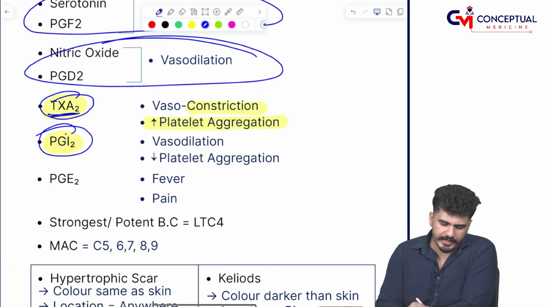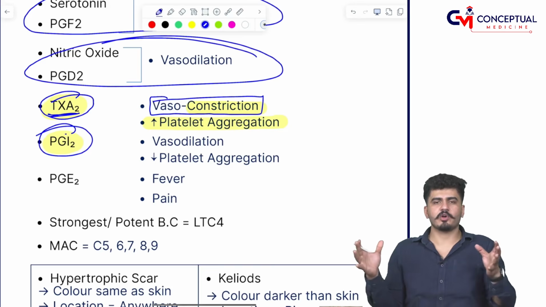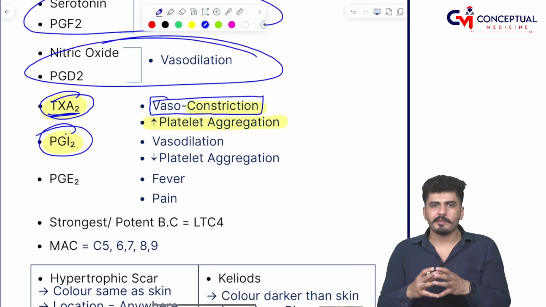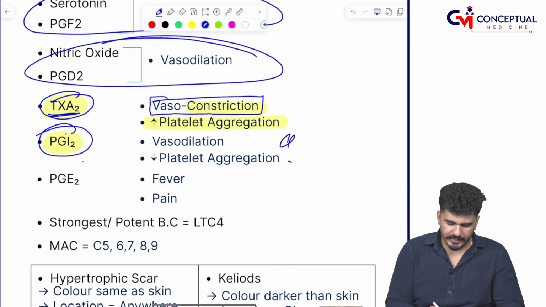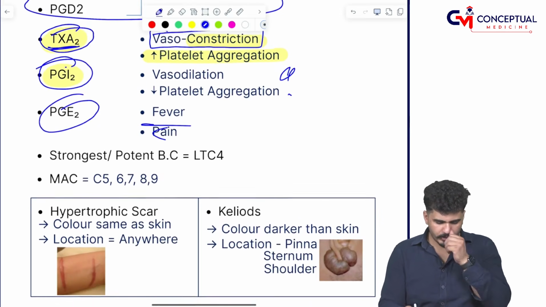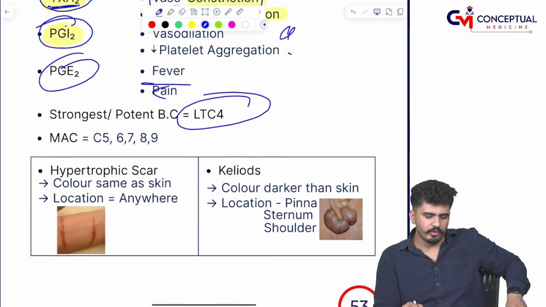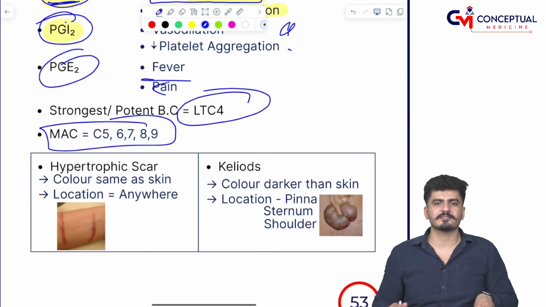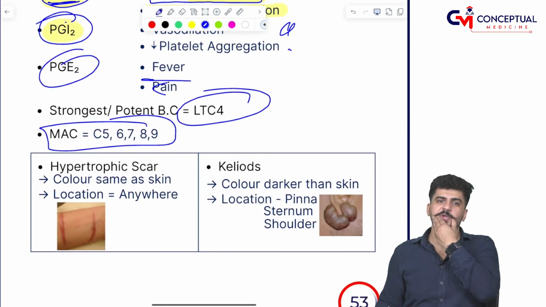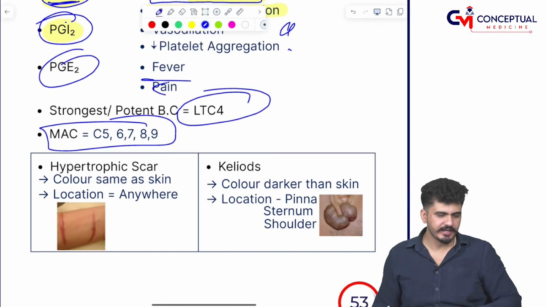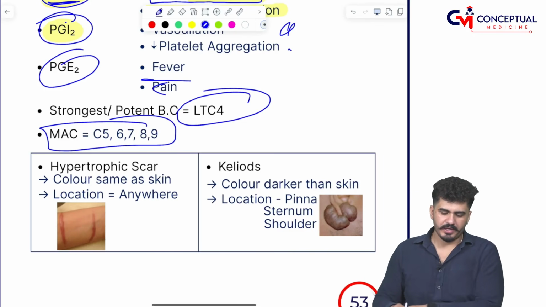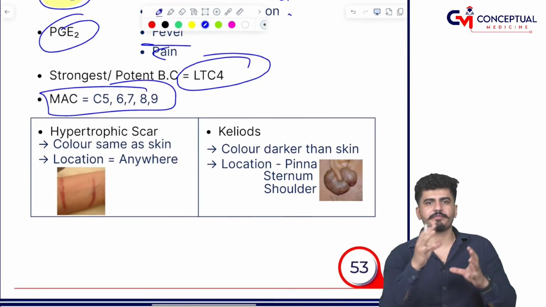Sir, thromboxane A2 will do the vasoconstriction. So the vessels constrict and platelets come nearby. Prostaglandin I2 dilates, and platelets move far away. PGE2 is for fever and pain. The strongest potent is LTC4. The MAC complex was once asked as a question in the December 2020 exam. This MAC complex is formed by the C5 components like C5, C6, C7, C8 and C9. They are forming this.